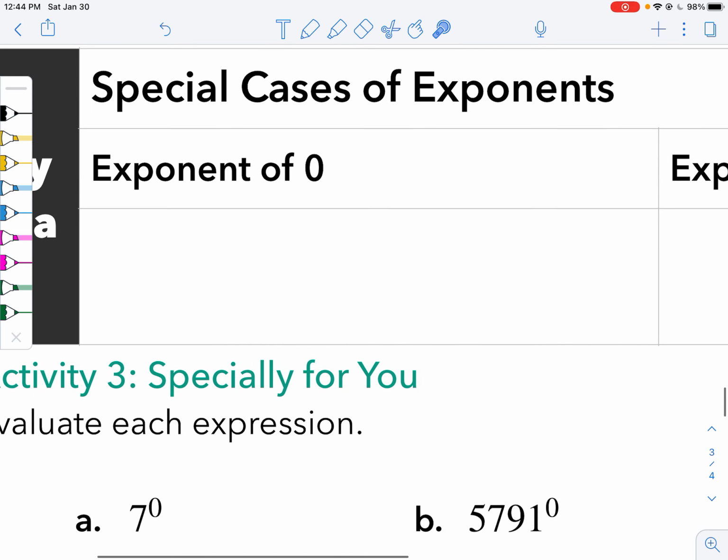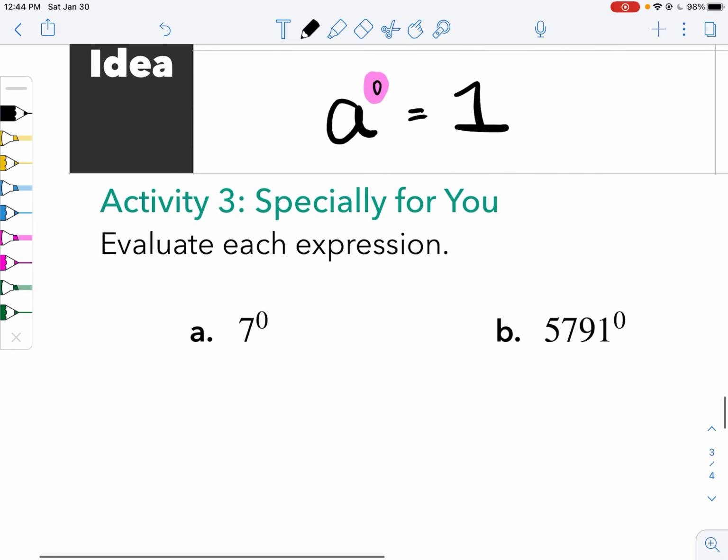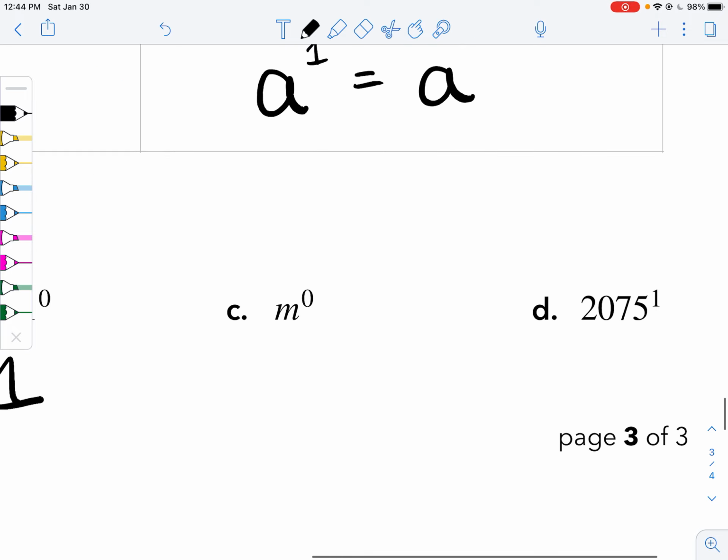But what's even better is, let's say you get an exponent of 0. When your exponent is 0, that's just equal to 1. If you want me to prove it to you, I would love to prove it to you during class. Okay. So literally, this is true for any number. Any number to the 0th power is 1. 7 to the 0th power is 1. 5791 to the 0th power is 1. M to the 0th power, no matter what M is, is 1.